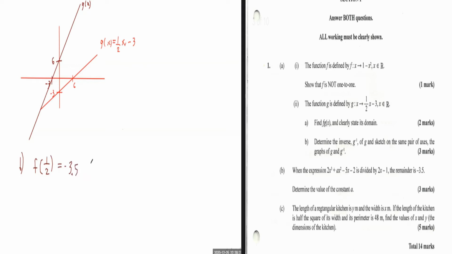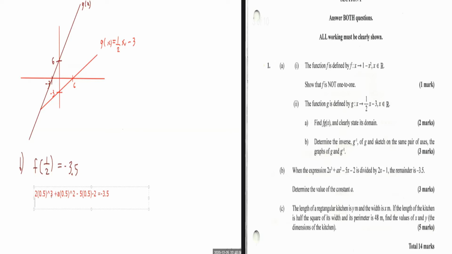So what will be f of a half? We're just going to substitute a half into the equation. We get 2 times a half cubed, plus a times a half squared, minus 5 times a half, minus 2, and that's equal to -3.5. No issues. All we need to do is work this out now.